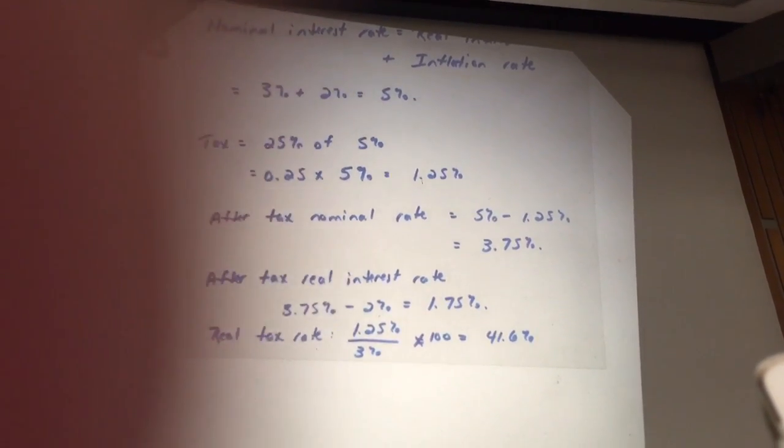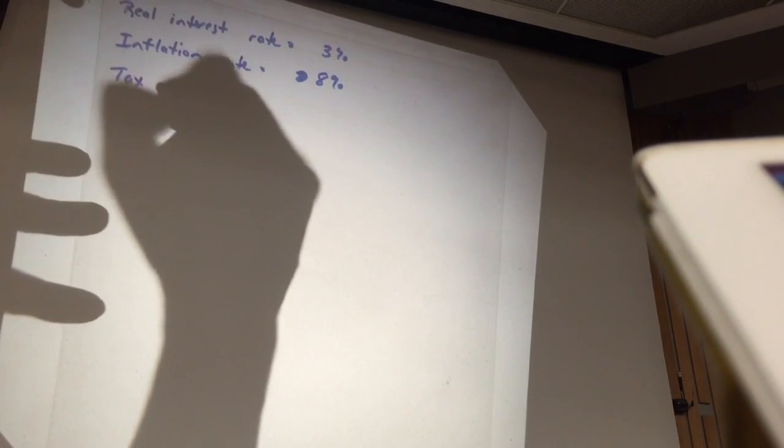Now let's have a look and see what happens when we have a higher inflation rate. So let's do this again. Actually, I'll write it on it here. So again, we're going to have a real interest rate of 3%. An inflation rate of 2%, or sorry, we're going to have a higher inflation rate. We're going to have 8% inflation. So it sounds horrible now, but this is what we lived with like 20 years ago. And we're still going to have a tax rate of 25%.